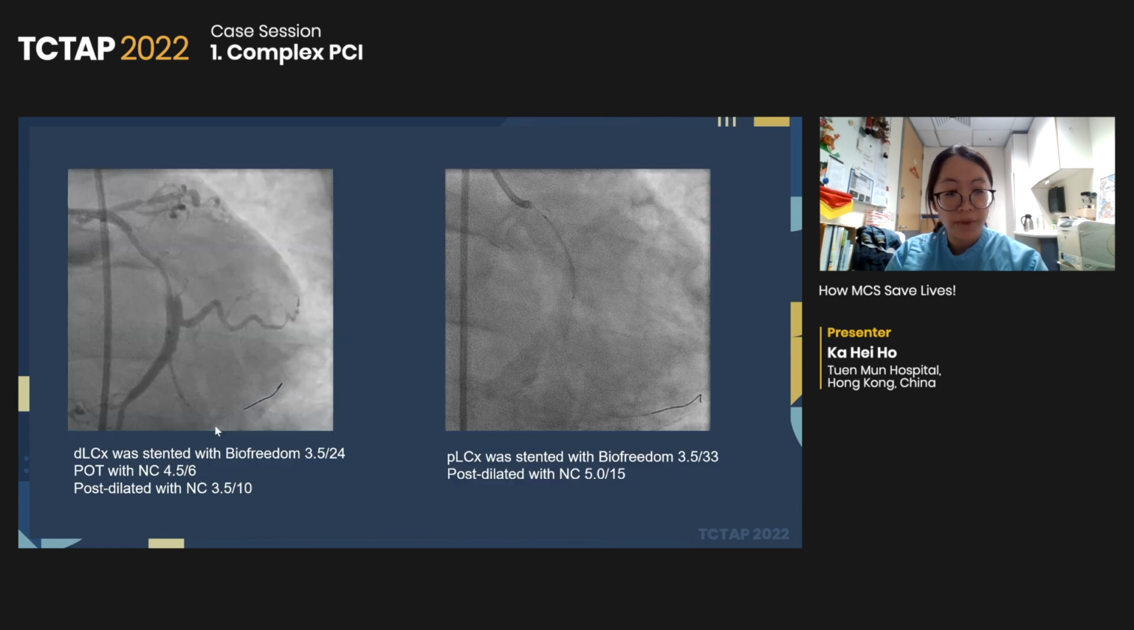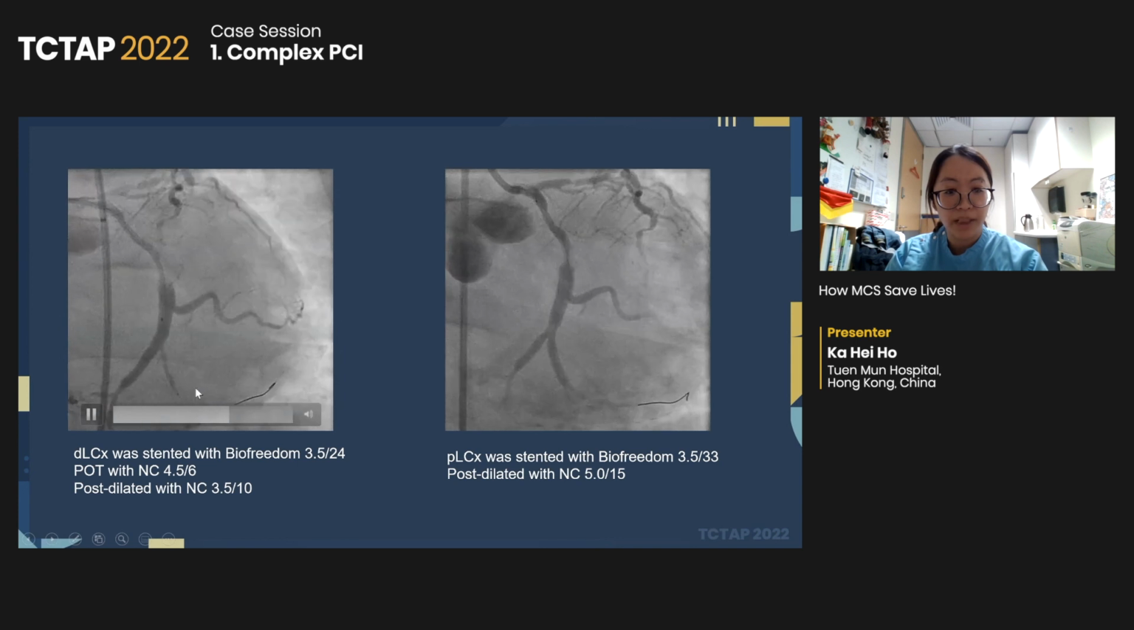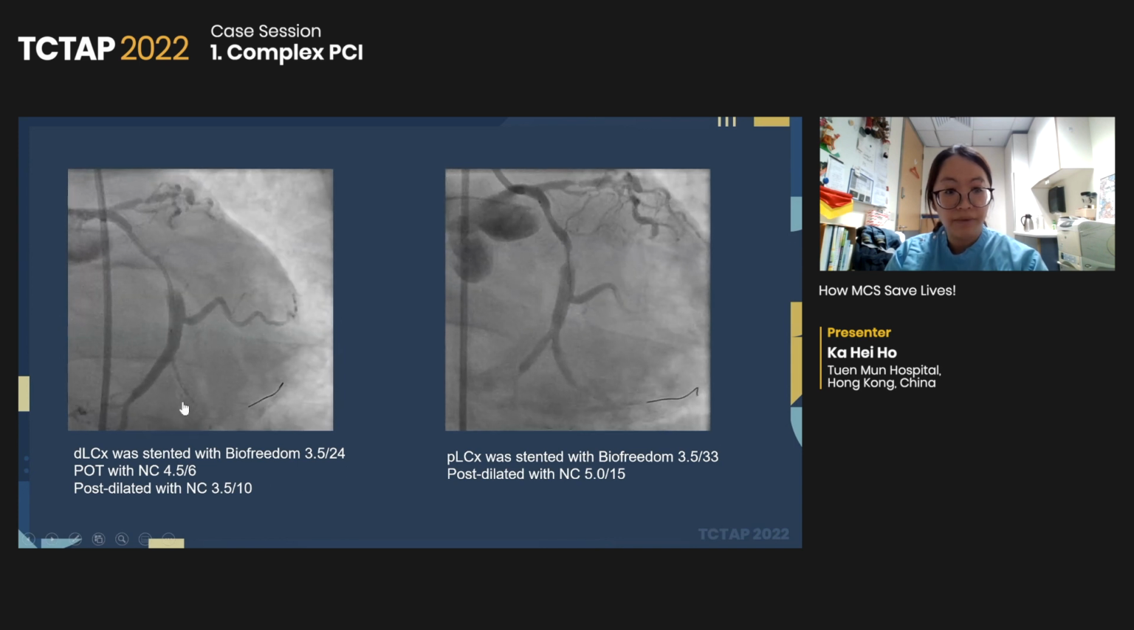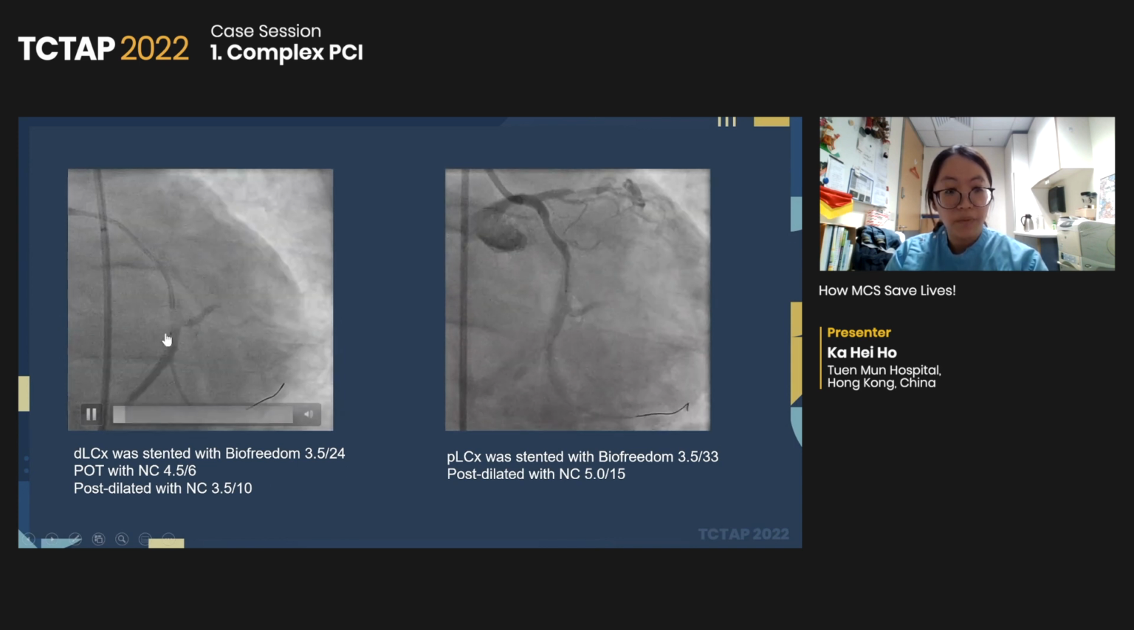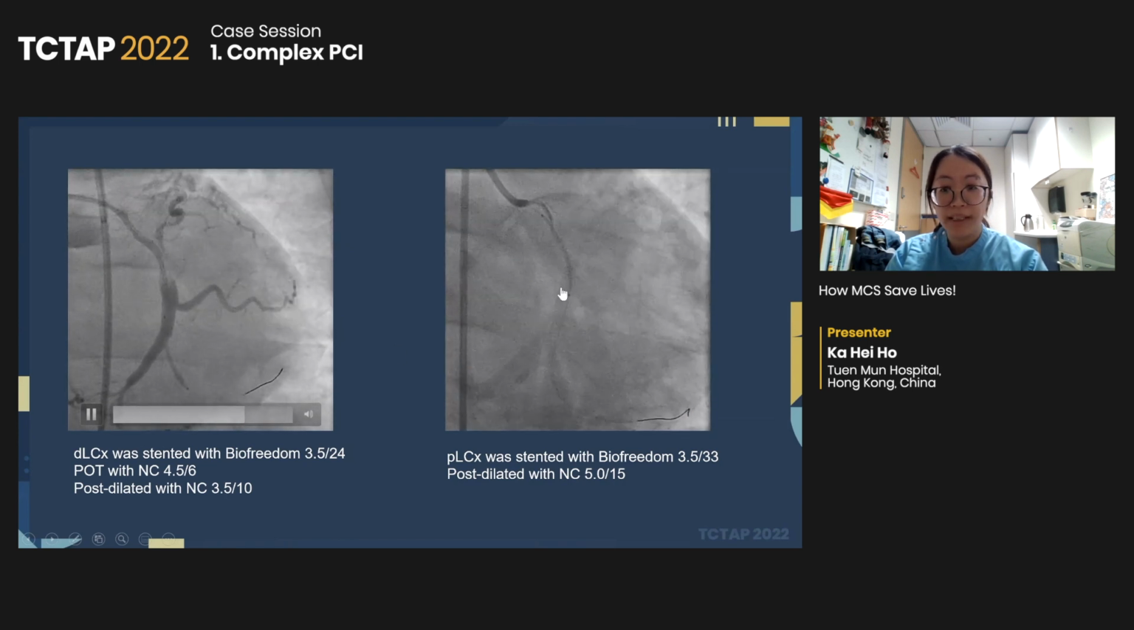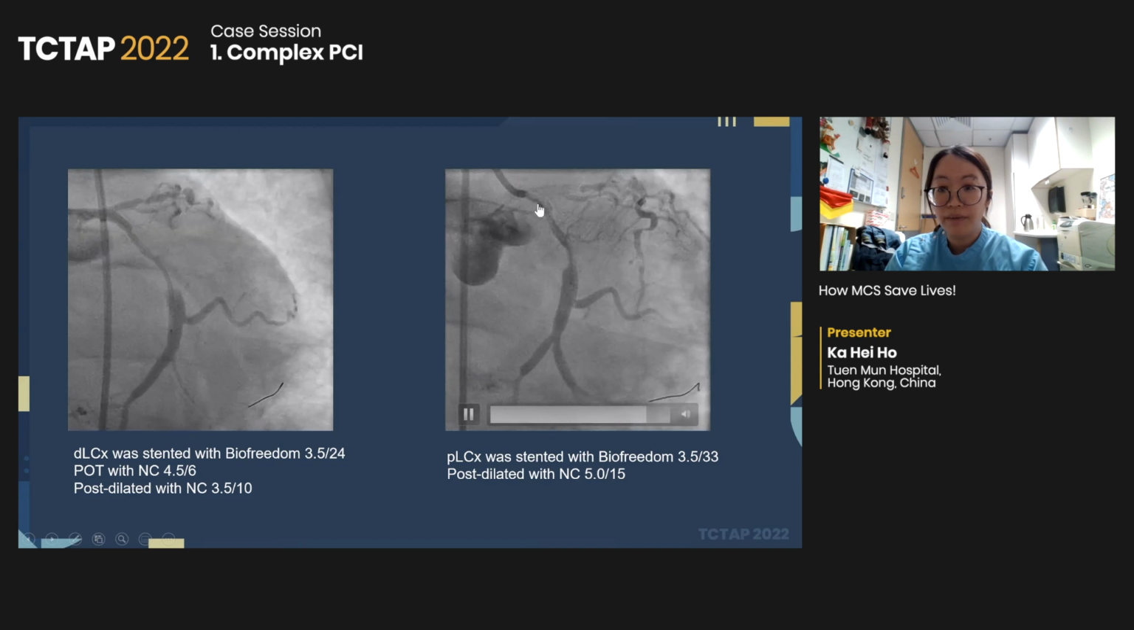Therefore, we decided to do stenting, and because of the significant size mismatch, we need to put in a BioFreedom stent from the OM to the distal third, and we put it in with a 4.5 non-compliant balloon, and then we put in another stent, not overlapping, from the proximal to mid circumflex.